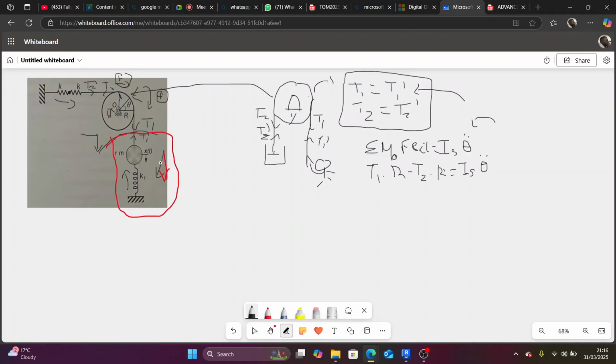So if this movement is going down as positive, we keep the consistency. Now, since the movement here is linear, we talk about the sum of all the external forces being equal to mass times acceleration, x double dot. You know that acceleration is x double dot, velocity is x dot, and displacement is x.